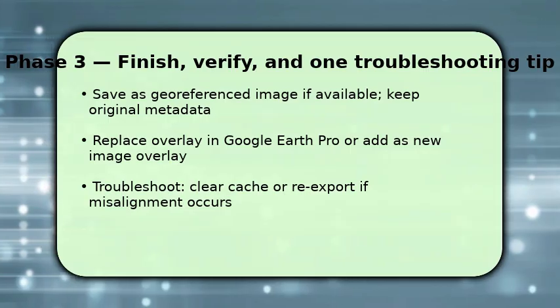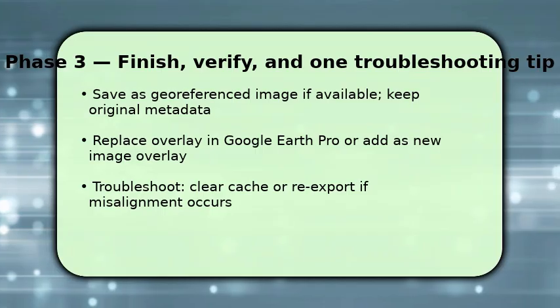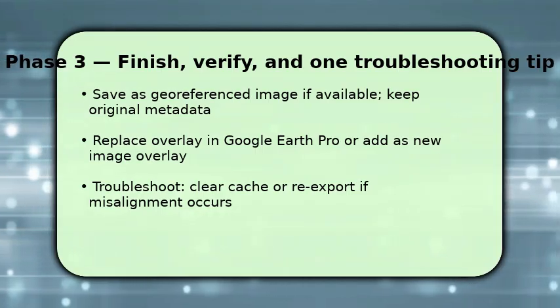If things go wrong, clear Google Earth cache and re-import, because stale tiles or cache can show the old text. Repeat alignment after the cache clear.